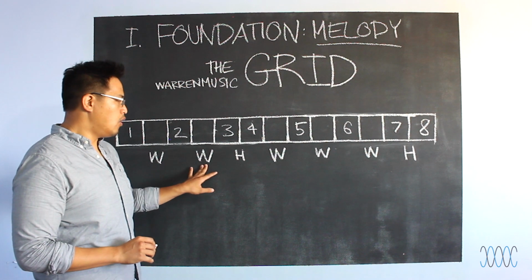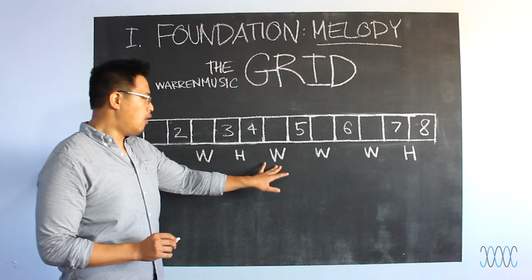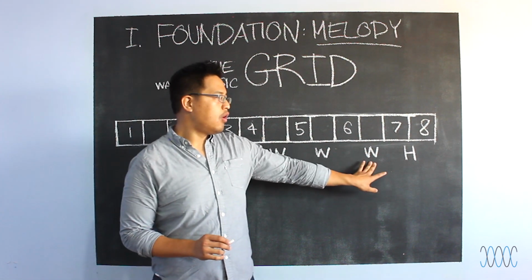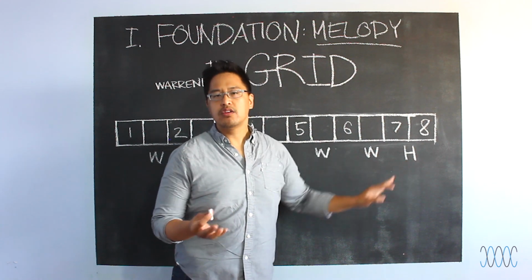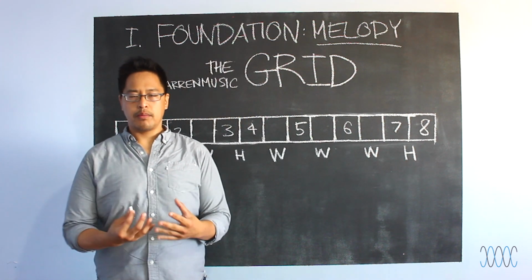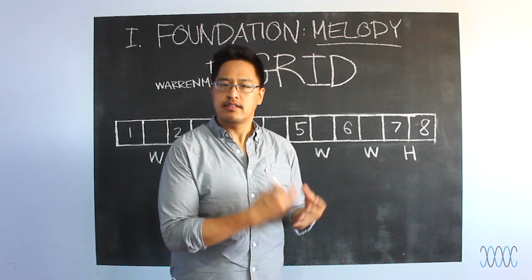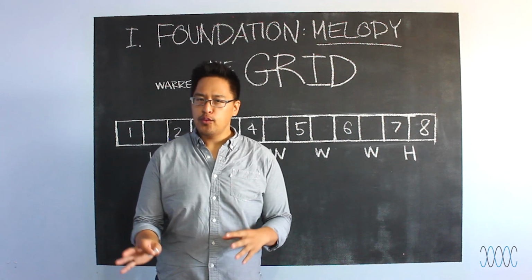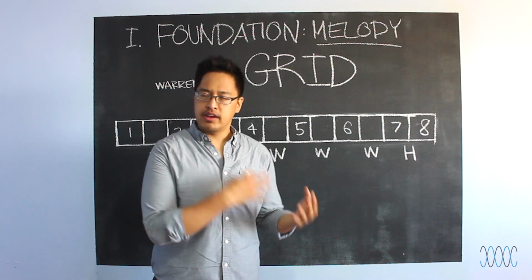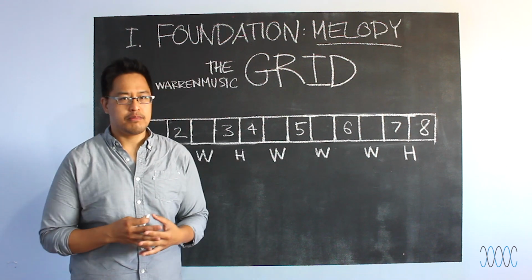Whole, whole, half. Whole, whole, whole, half. Also known as tone, tone, semitone, tone, tone, tone, semitone. As you can see, this is already simpler than in the previous video where we had all 13 boxes.